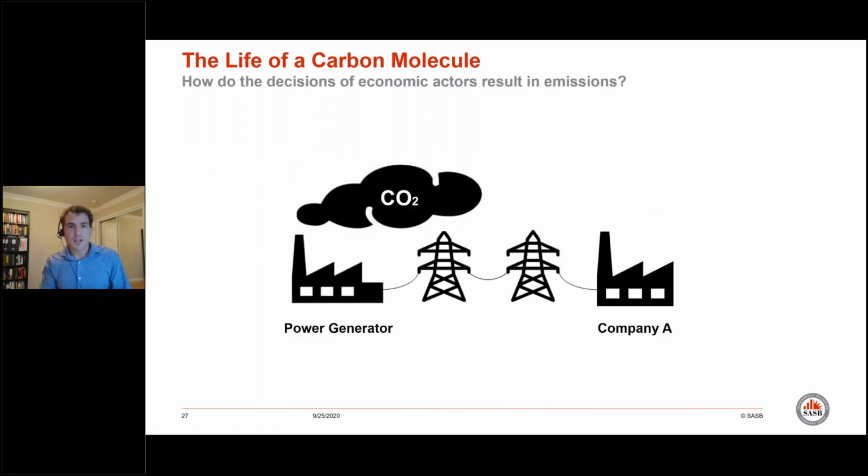So let's take our old friend, creatively named Company A, which we now know is a heavy user of energy. And this is a very simple depiction of a segment in a value chain. So we have a power generator that is producing electrical energy. That energy is then consumed by Company A. And in generating that power, the generator combusts natural gas, let's say, and produces CO2 emissions. So this is a very simple model, and it's clear that Company A's decisions that affect its energy usage are therefore connected to how much CO2 gets emitted by the power generator.